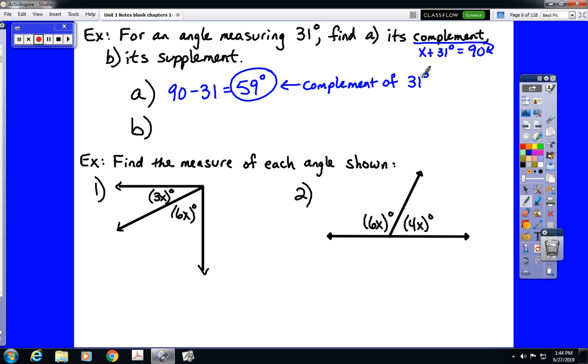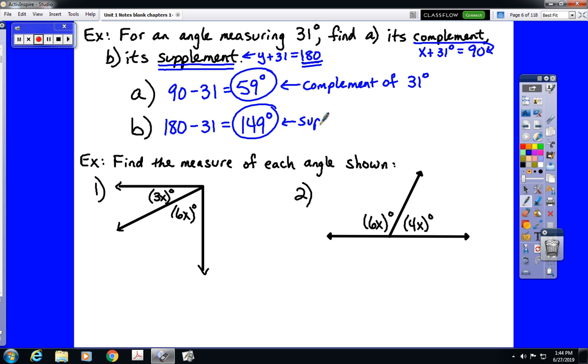Same thing for B, except we're looking for a supplement. So let's say y plus 31 equals 180, because supplement means 180. Okay? So again, it's a one-step equation. We would subtract 31 from each side. 180 minus 31 would give us a 149 degree angle for the supplement.